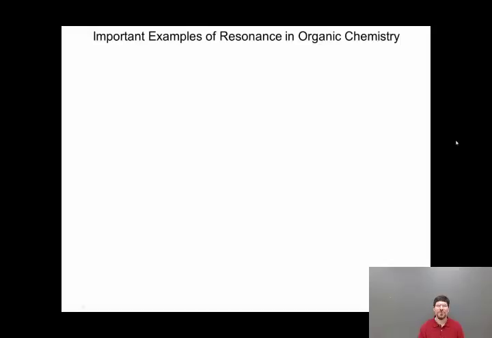Okay, let's look at some important examples of resonance in organic chemistry. The most important example is probably benzene, the prototypical aromatic hydrocarbon in which, at least in one structure, you have a six-membered ring with alternating single and double bonds.